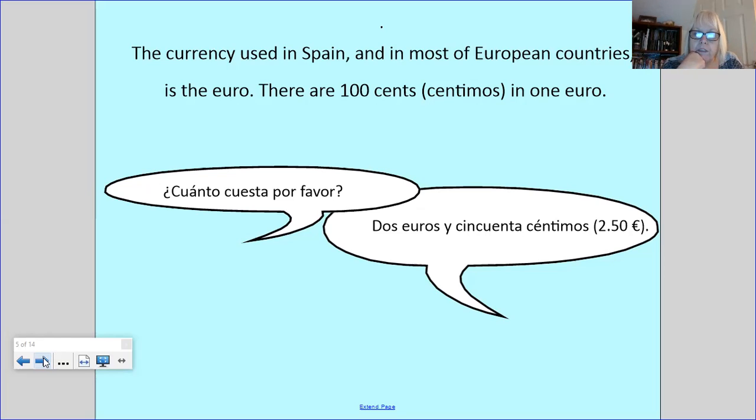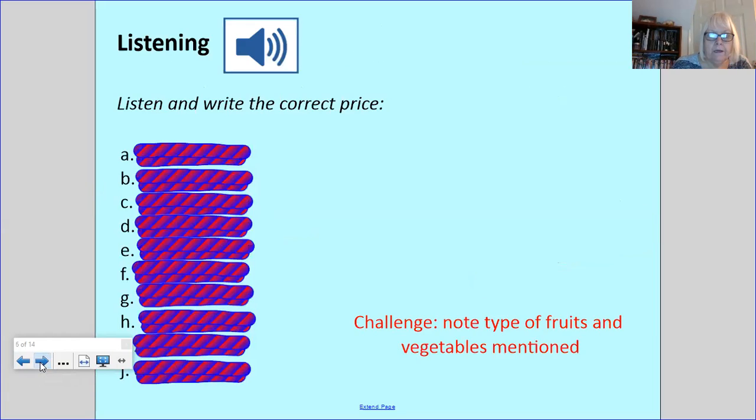So the question, ¿cuánto cuesta, por favor? Would be answered possibly with 2 euros y 50 céntimos. So 2 euros, 50 cents. But we wouldn't normally hear them say cents. Just as in English, you don't normally say pence. You may say that's £2.50 or just 2.50. You wouldn't hear it's 2 pounds 50 pence, very rarely.